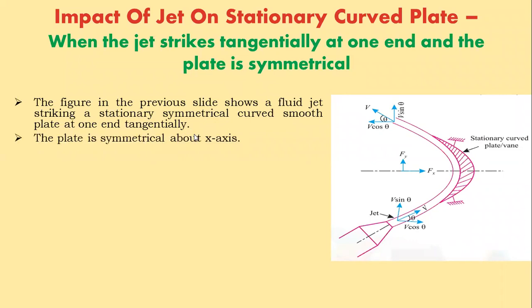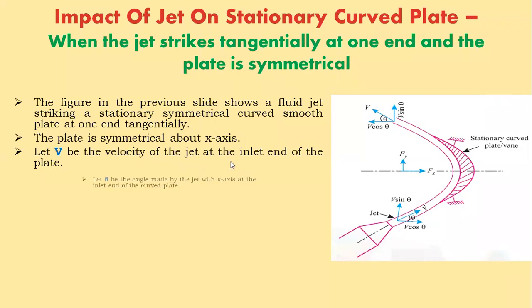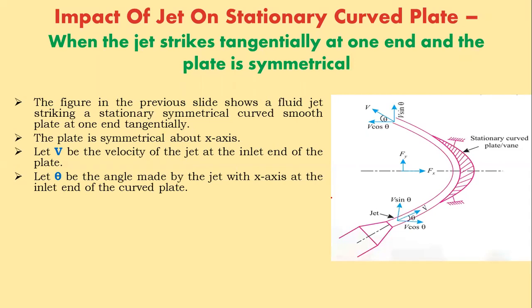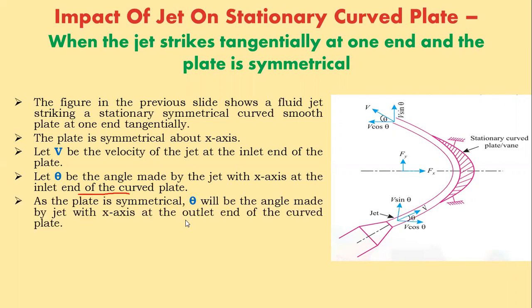Now next, the plate is symmetrical about the x-axis. Let v be the velocity of the jet at the inlet end of the plate. Let theta be the angle made by the jet with the x-axis at the inlet end of the curved plate. So theta is the angle made by the jet with the x-axis, that means with the horizontal, at the inlet end of the curved plate. Now as the plate is symmetrical, theta will be the angle made by the jet with the x-axis or horizontal at the outlet end also, which I have already explained to you.